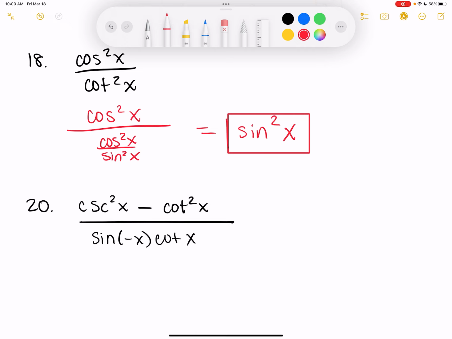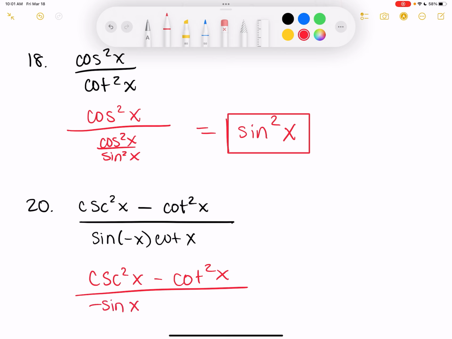So we could rewrite that. Can we do something with the negative angle identity? Yes, we will. So let's go ahead and do that part. What happens if you have sine of negative x? What does that become? Negative sine x. Okay, we are going to do something to the top, but I'm going to leave the top alone for the moment. We'll do the bottom first. Negative sine x.